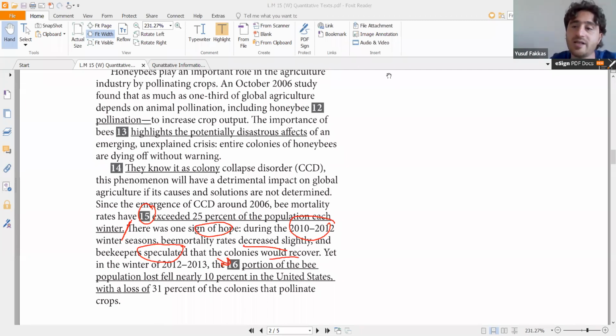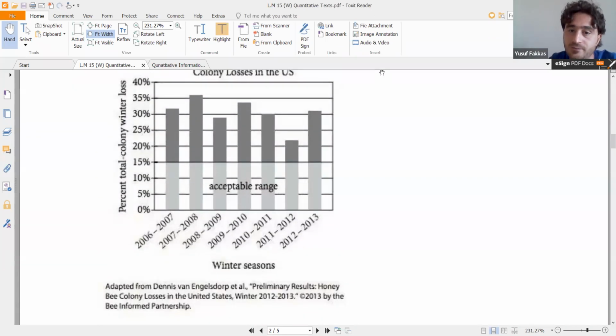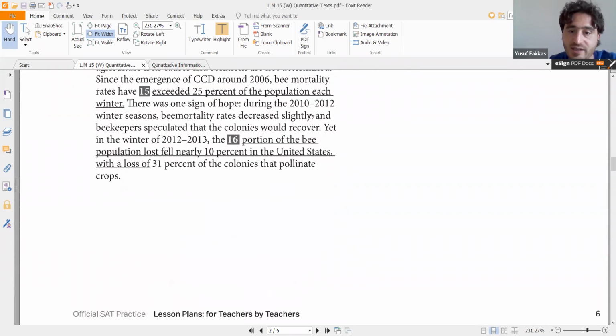Now, this is how it is interpreted in the graph. Look, in 2009 to 2010, it was very high, right? It's like 32, 33. Then they told us, look, in these two winter seasons, there's a noticeable decrease, right? In these two seasons between 2010 and 2012. So that gave them hope that these colonies would recover. That's what the passage is telling us.